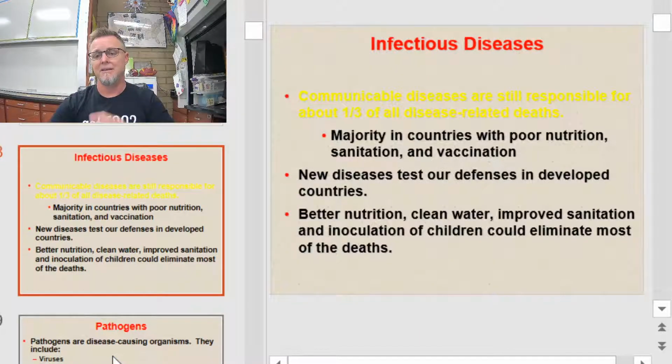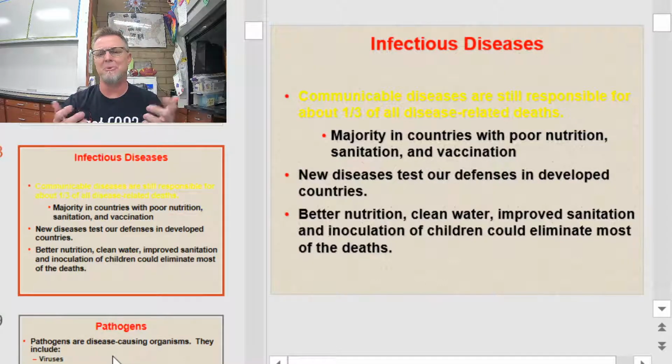Let's get in and look at infectious disease. Infectious disease, as opposed to something caused by a toxic chemical, is a disease that can be spread from one individual to the next, right? Like, think about bacteria and viruses and those sorts of things. Infectious disease is often considered communicable when it moves from one individual to the next. Communicable diseases are still responsible for about one-third of all disease-related deaths.